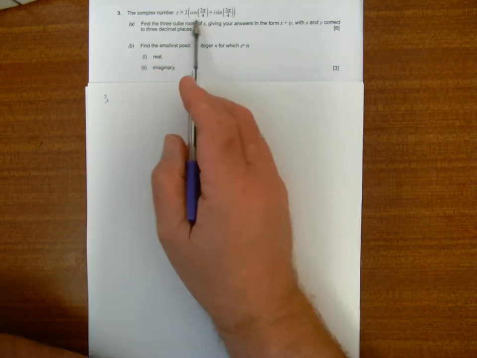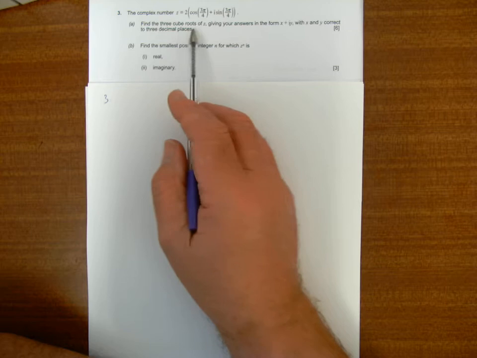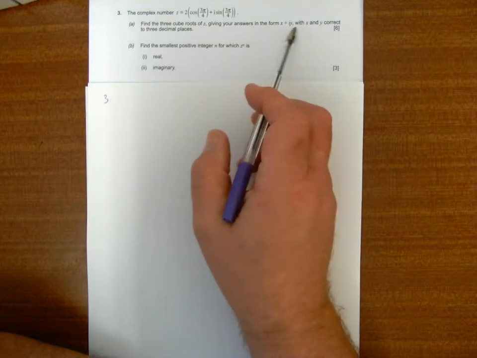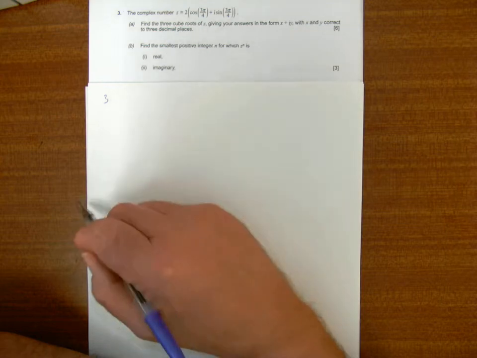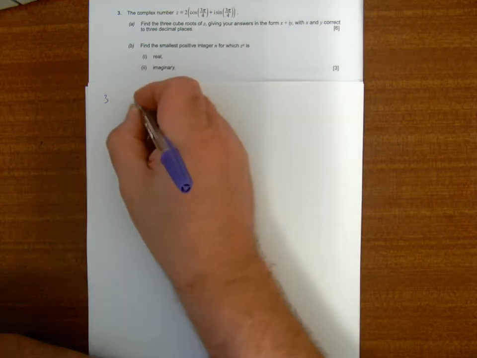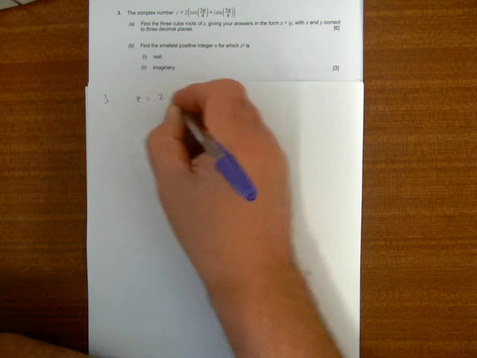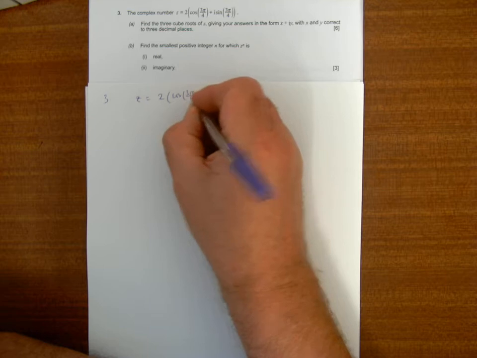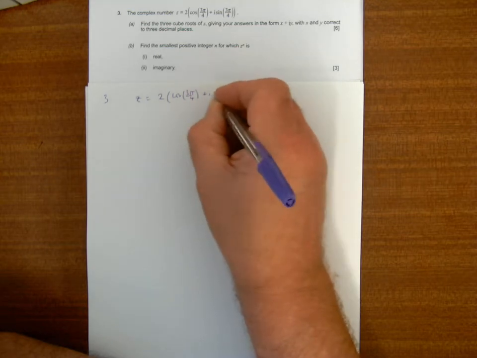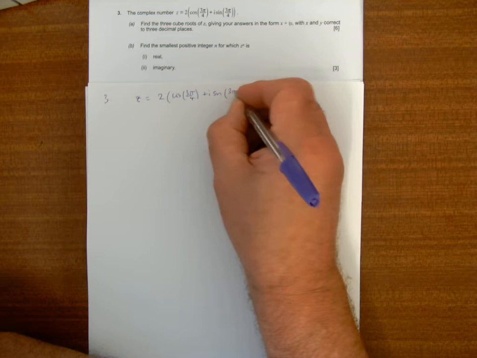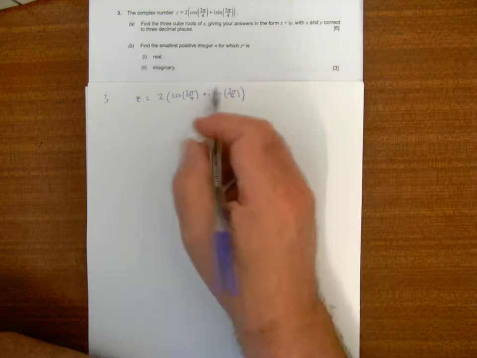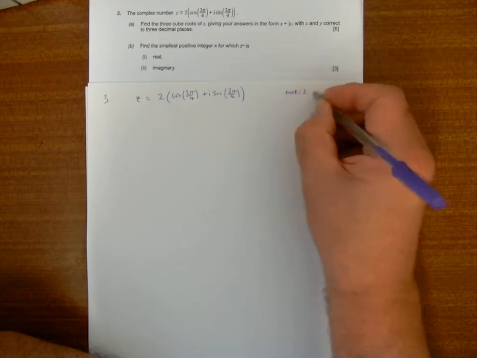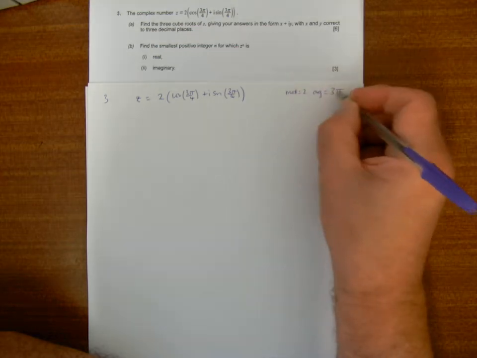...is a complex number z. Find the 3 cube roots of z, giving your answer in the form x plus iy with x and y real. Right, so it's already been written in polar form for me. So z is 2 cos of 3 pi by 4. I have to work in radians on this question because that's how they've given me the angle. The mod is 2, isn't it? And the arg is 3 pi by 4.